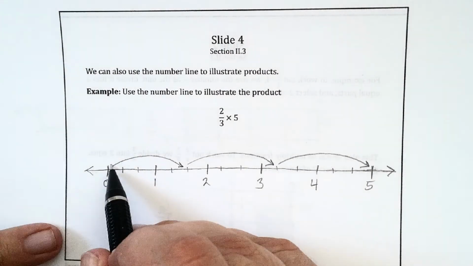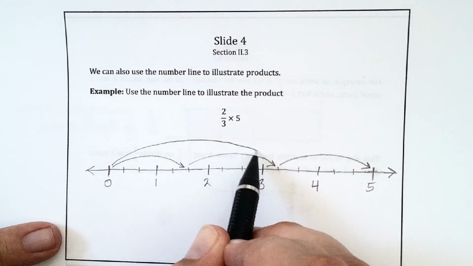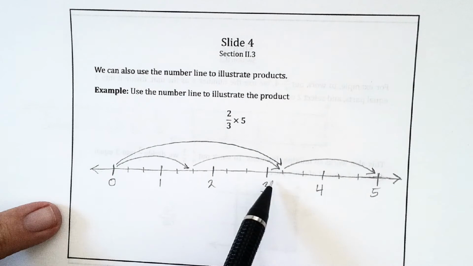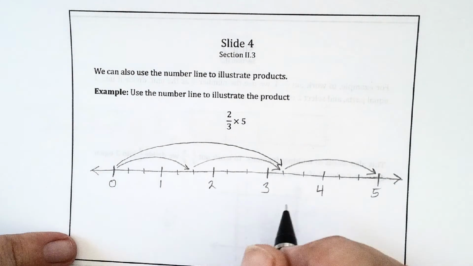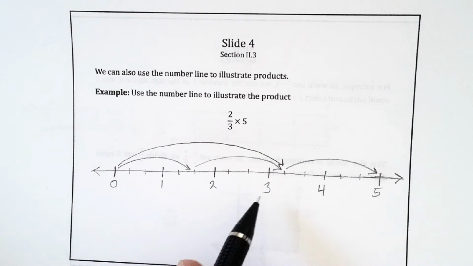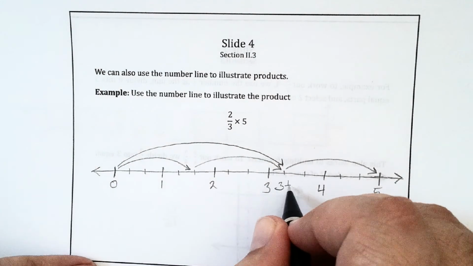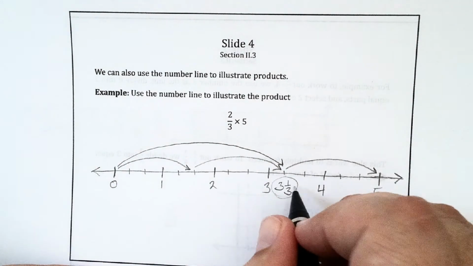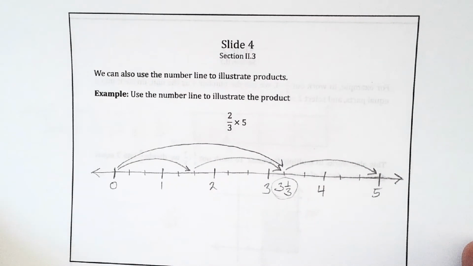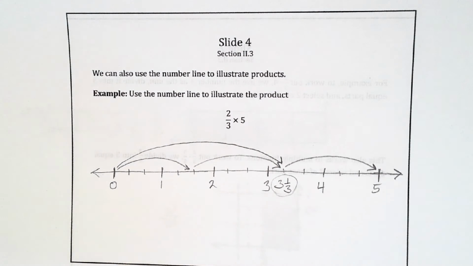Okay, now I take 2 out of those 3 equal parts. And that's 2/3 of 5. So that represents the answer, which is 3 and 1/3. Okay, so again, we're using that idea that 2/3 times something is 2/3 of that thing, which means divide that thing into 3 equal parts and take 2 of those parts.